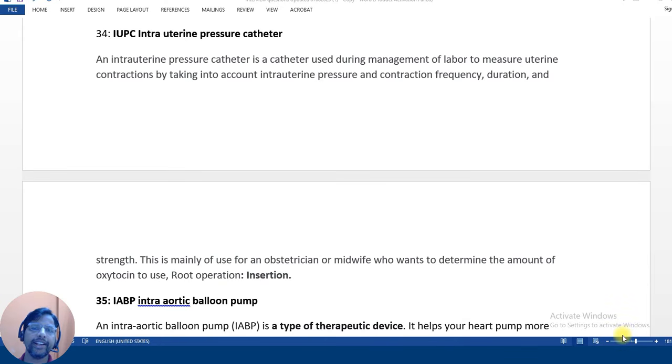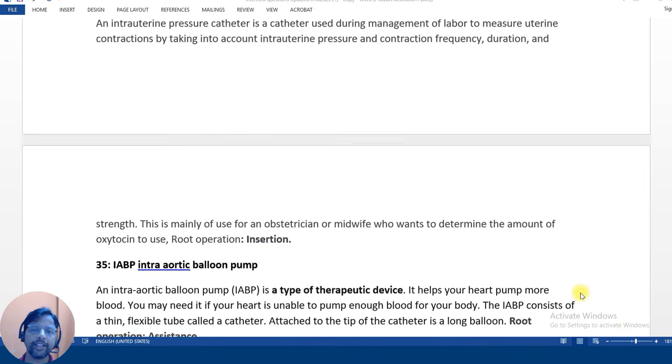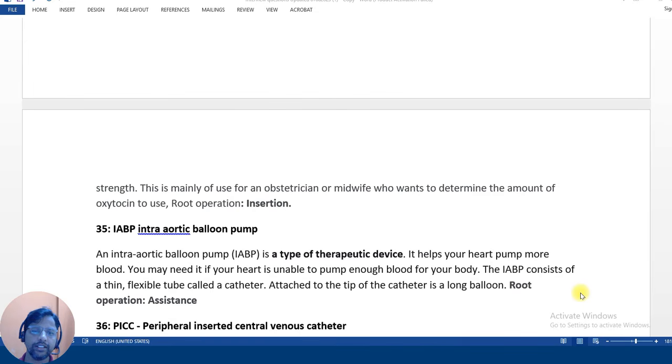What is IUPC? Intrauterine pressure catheter. An intrauterine pressure catheter is a catheter used during management of labor to measure uterine contractions by taking into account intrauterine pressure. So basically during labor management, the patient will use this IUPC. The root operation for IUPC is insertion.